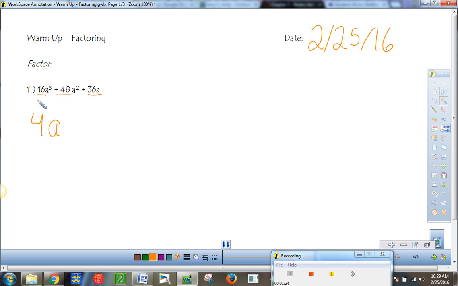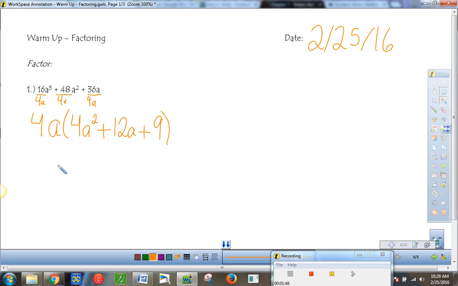So we're going to divide all of these by 4a, because the smaller the numbers that you can deal with, the easier factoring is. So what is 16a cubed divided by 4a? 4a squared. 48a squared divided by 4a is 12a. And 36a divided by 4a is 9.